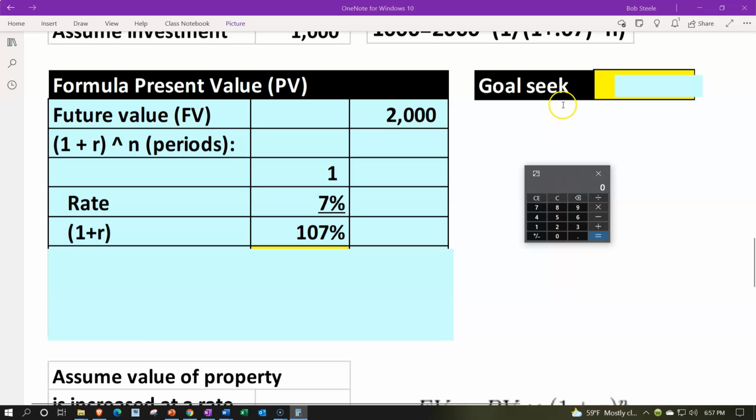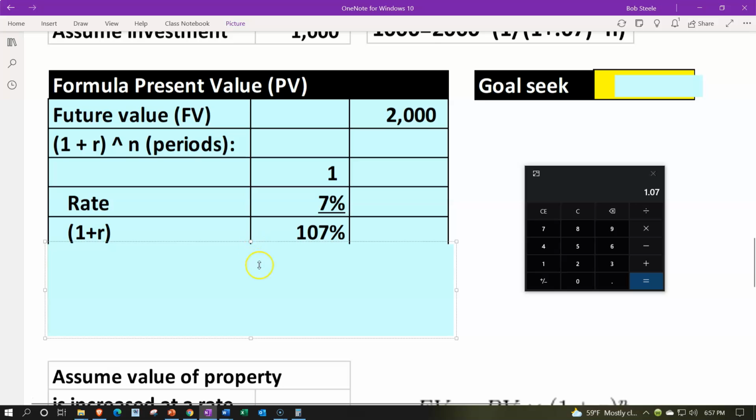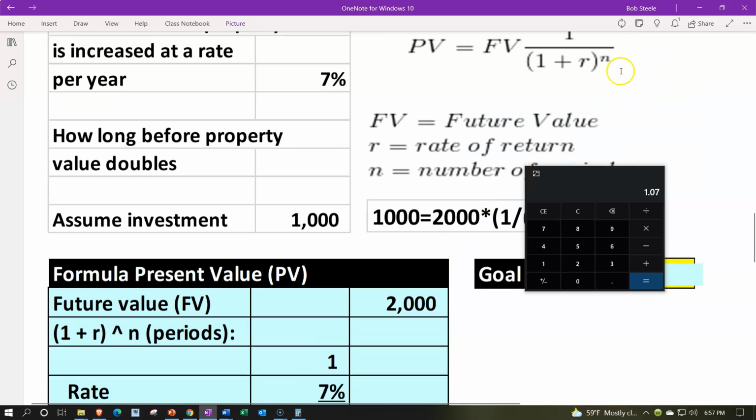Obviously, the 1 plus 7% you could think of as 100% plus 7%, or 1 plus 0.07, which is 1.07, or 107%. So let's make this a little bit larger. And then we'll take that to the power of n. So that's going to be this point. We're taking it to the power of n.